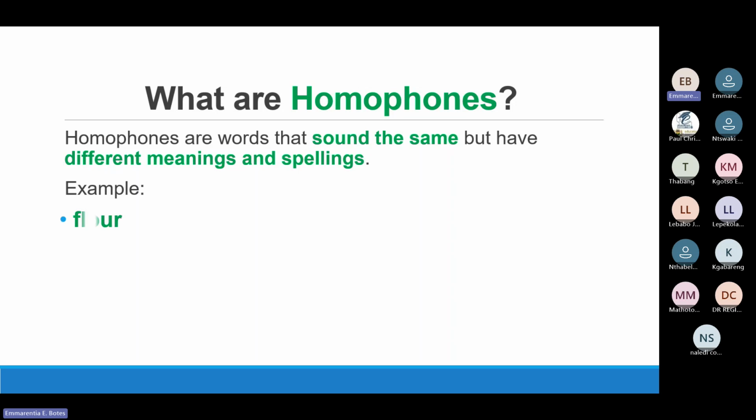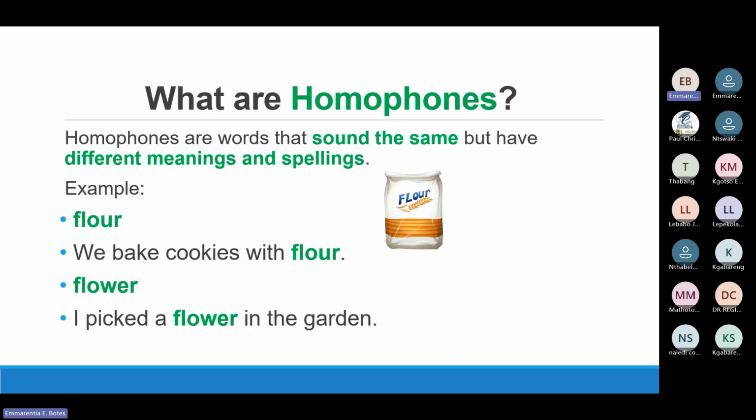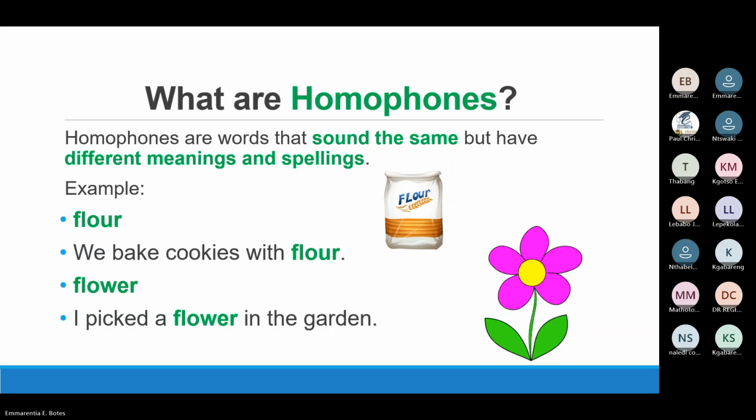Let's look at a few examples. Flour. We bake cookies with flour. So there's the flour that we think of if we see it spelled like this. But we also have flower. I picked a flower in the garden. Then it's a different picture. So they sound exactly the same, but they have different meanings when we look at them in the sentence, and also the spelling is completely different, but they sound the same.